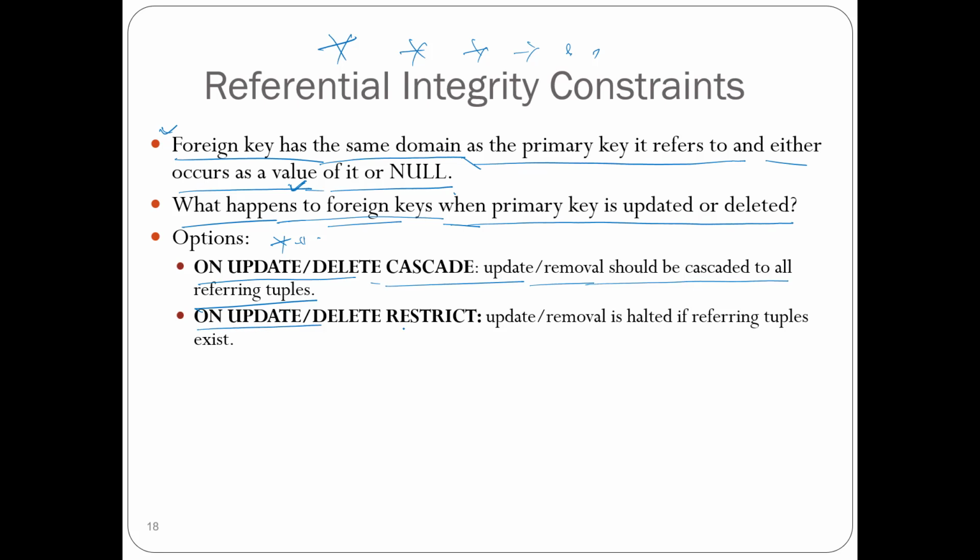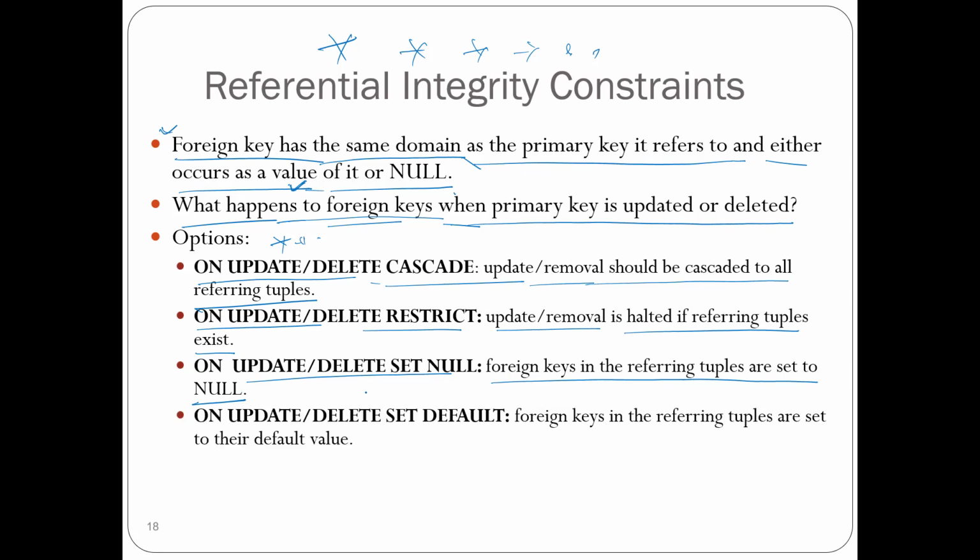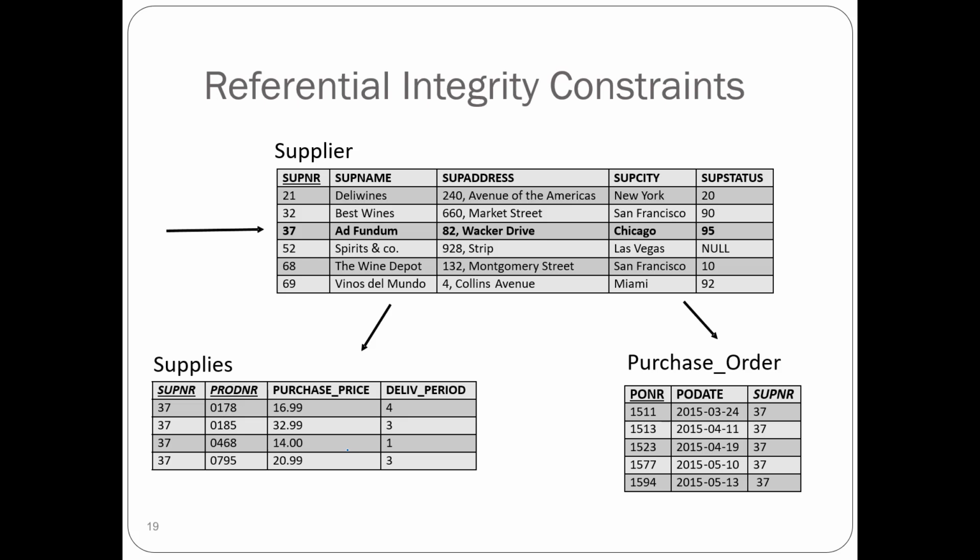On update or delete restrict means update or removal is halted if the referencing tuples exist. On update or delete set null, what does it mean? It means that the foreign keys in the referring tables are set to null. On update or delete set default means the foreign keys in the referring tables are set to their default values. Good. Let me use an example to explain these things to you.